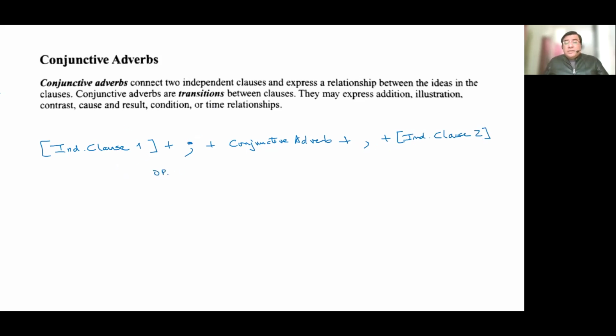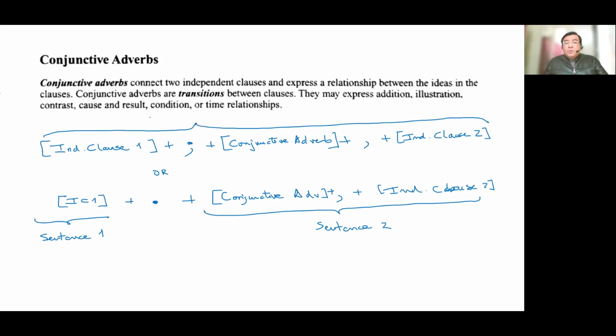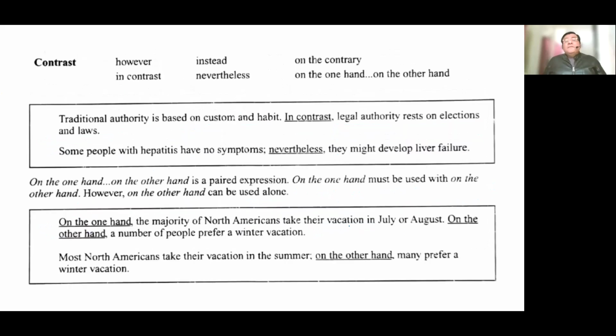But of course, there is another possibility, which is just independent clause 1, then you add the full stop here, right? Then you have the conjunctive adverb at the beginning, plus a comma, plus an independent clause 2. But here, you have sentence 1, and here you have sentence 2. These would be two separate sentences, no longer a single sentence. But here, this is a full compound sentence. All right?